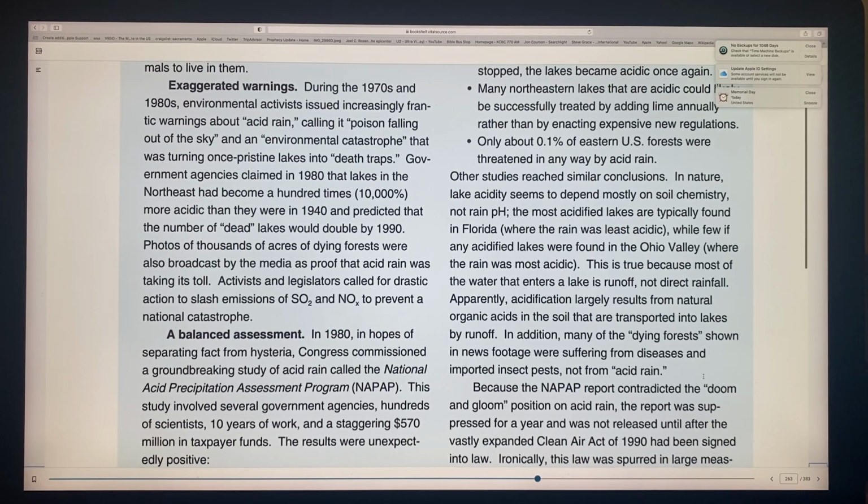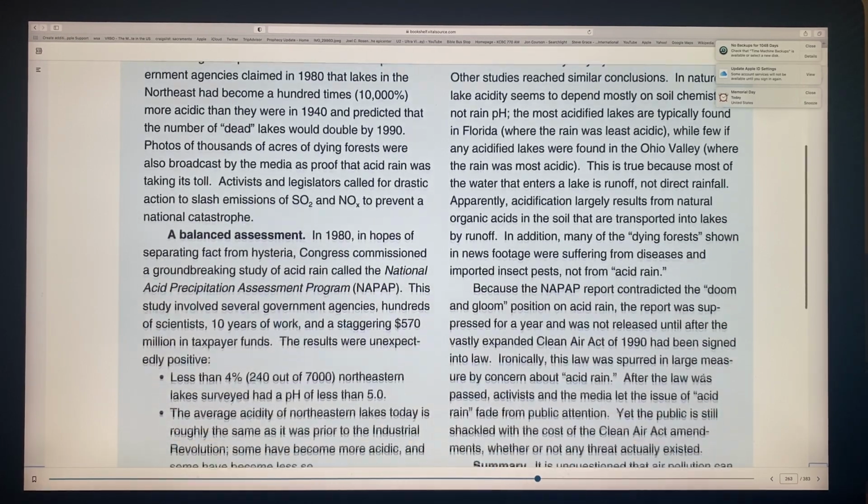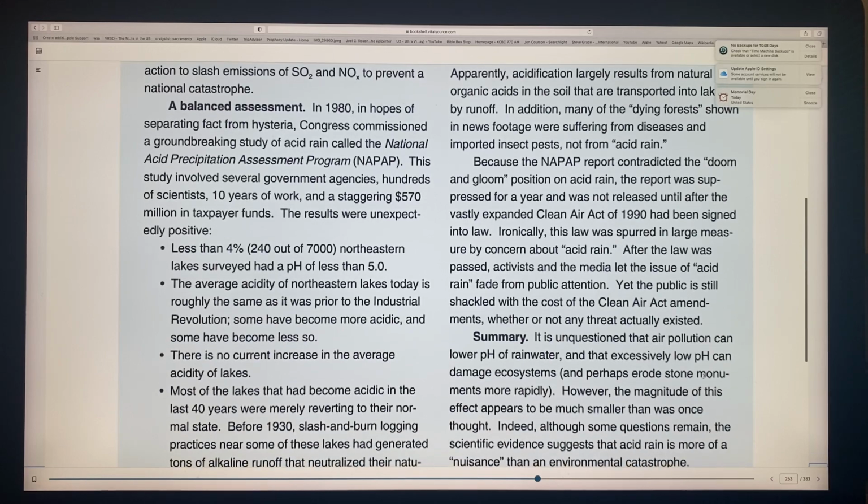We're going to have to deal with our air pollution right away. Well, because the NAPAP reported and contradicted the doom and gloom position on acid rain, the report was actually suppressed for a year and was not released until after the vastly expanded Clean Air Act. So what happened here is a terrible, terrible thing. It's what government officials like to do.